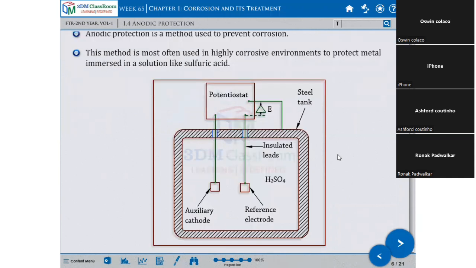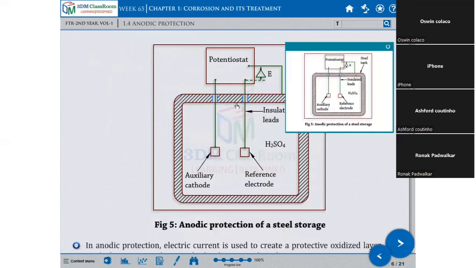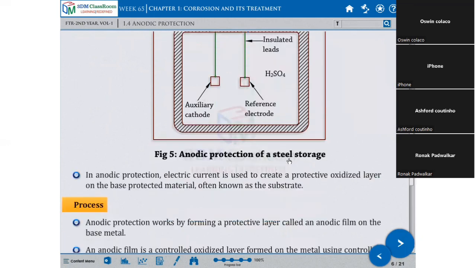So this is the process shown here. This is a steel tank. There are insulated leads. This is an acid, H2SO4, I think it is sulfuric acid. Then the auxiliary cathode and reference electrode. This is a potentiostat. So this is anodic protection of the storage tank.